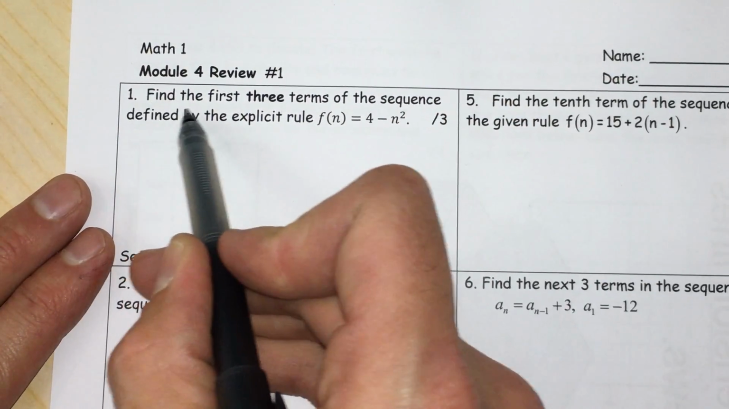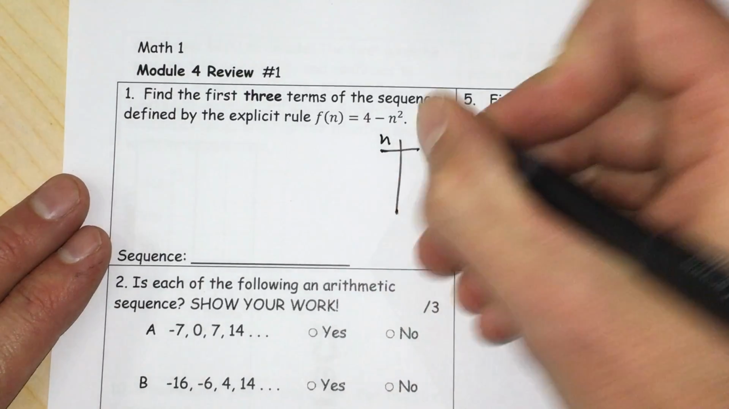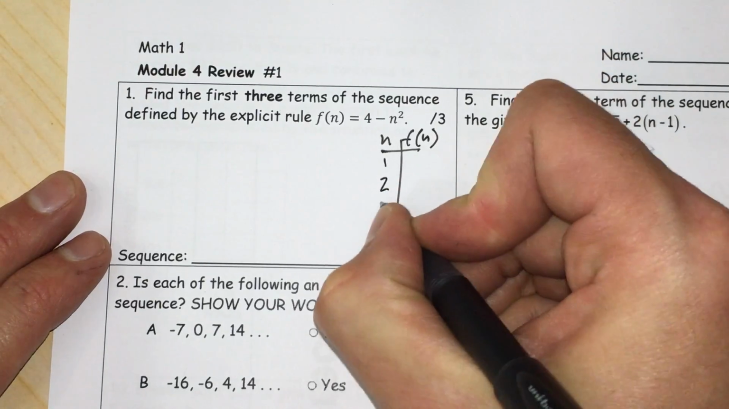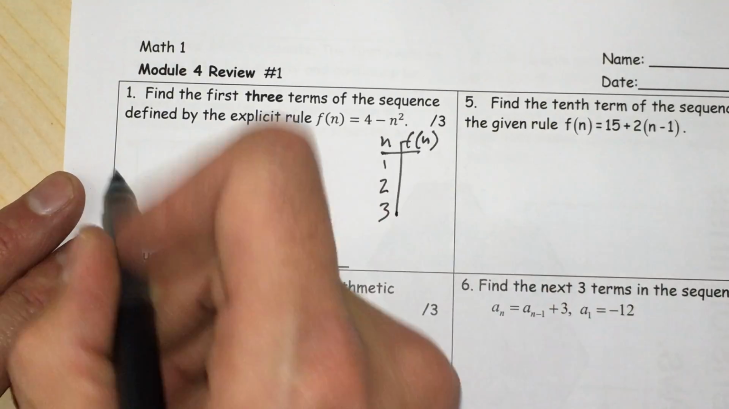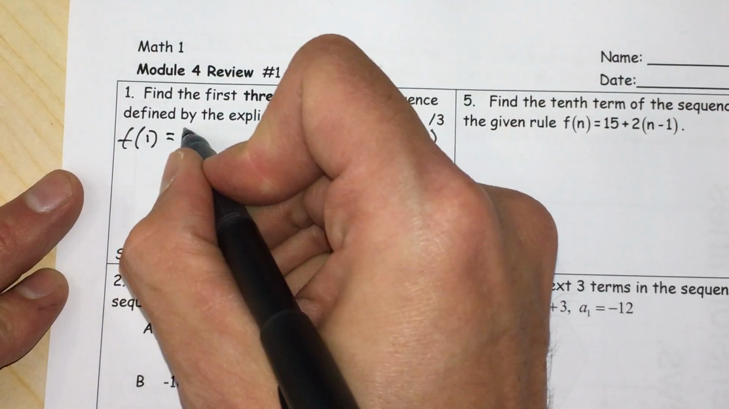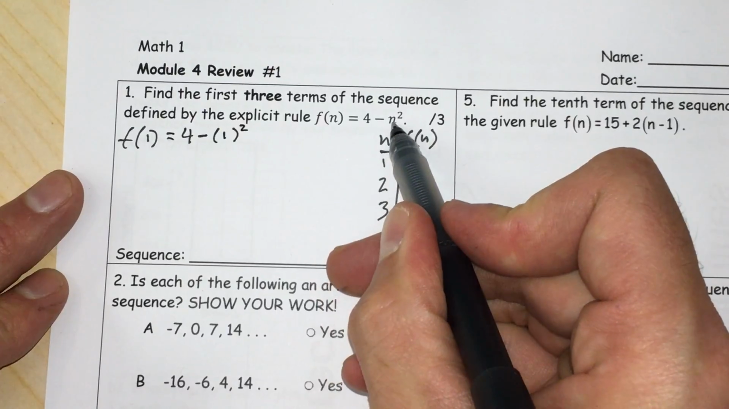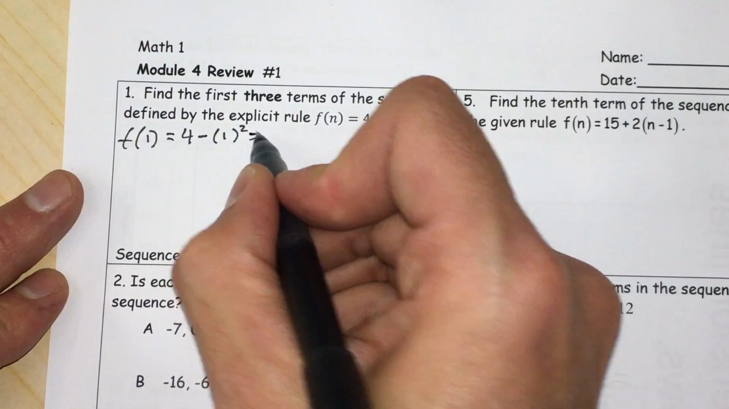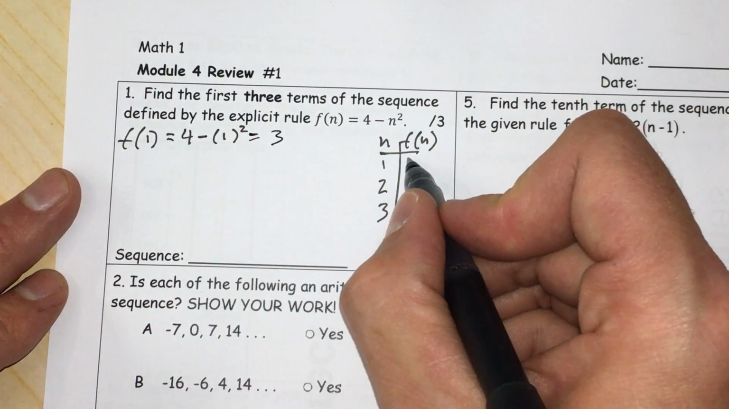Okay, so first one, it says find the first three terms of the sequence. Well, that means you've got to set up a t-chart. And we've got 1, 2, and 3. So our first three terms in the sequence, you're going to take 1 and you're going to substitute it into our function. So we've got f of 1 equals 4 minus 1 squared. So I'm replacing n with 1. And in this case, we've got 1 squared is 1, 4 minus 1 is 3. So our first term is 3.